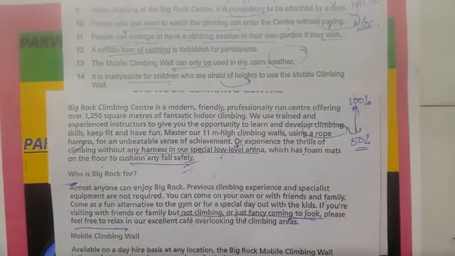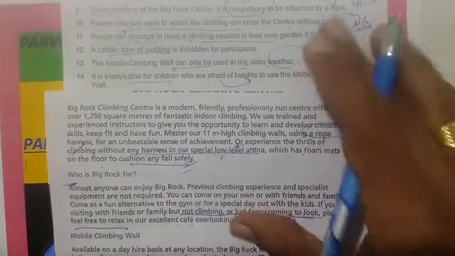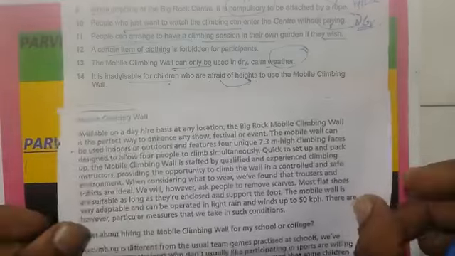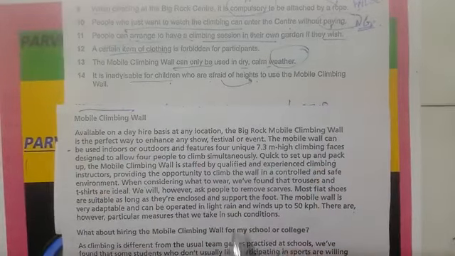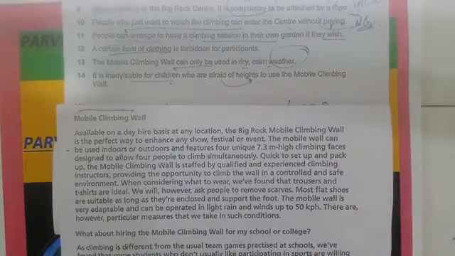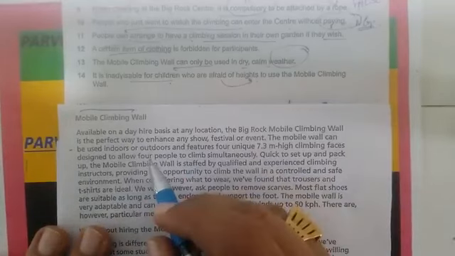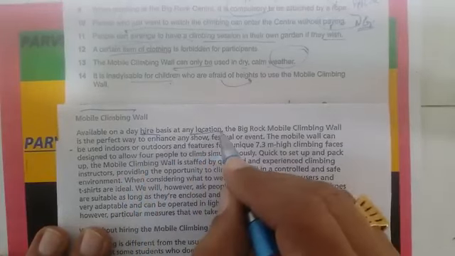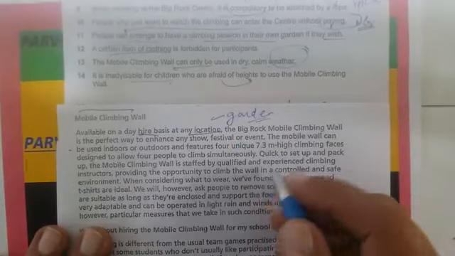Now next, people can arrange to have a climbing session in their own garden if they wish. So they can go in their own gardens. So let me fold the page here. And this is my class, I'm not doing any test here, so remember this thing always. Here it's written that if I want to arrange, it may be in my garden also. In this one it's written here hire basis at any location. So it means garden is part of this location, right? So a person can hire it.